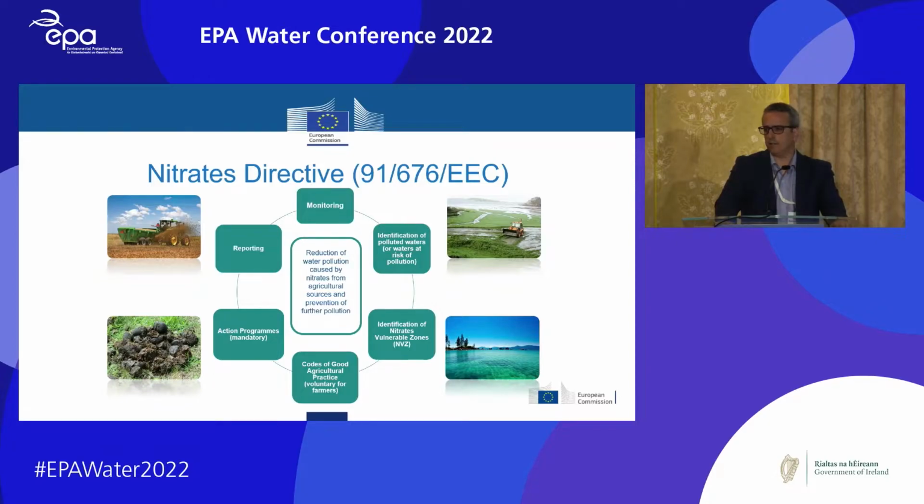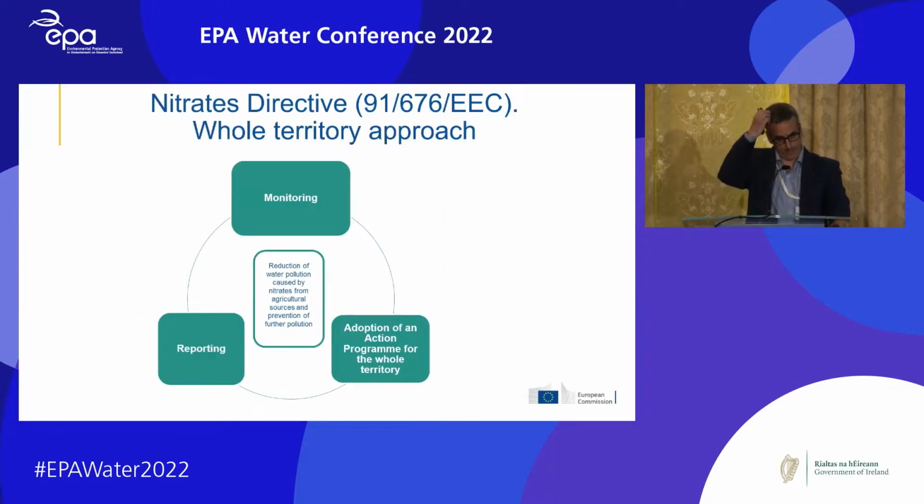Afterwards, the adoption of the Code of Good Agricultural Practices, which are voluntary measures outside NVZs. The next action will be the adoption of action programs, which are mandatory and necessary to be adopted within NVZs. And the last obligation is reporting. Every 4 years, member states must submit a report to the Commission on several aspects, such as water quality, monitoring network, and so on.